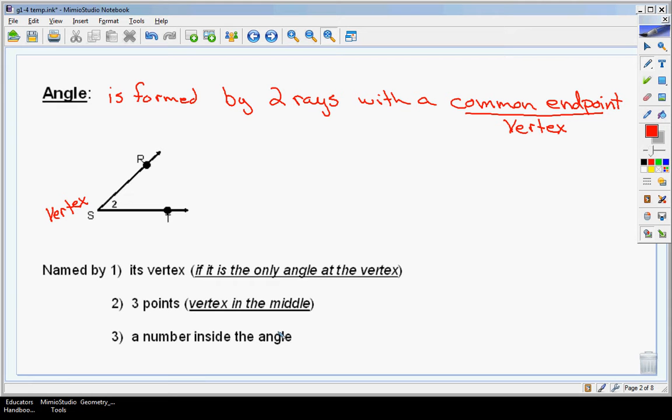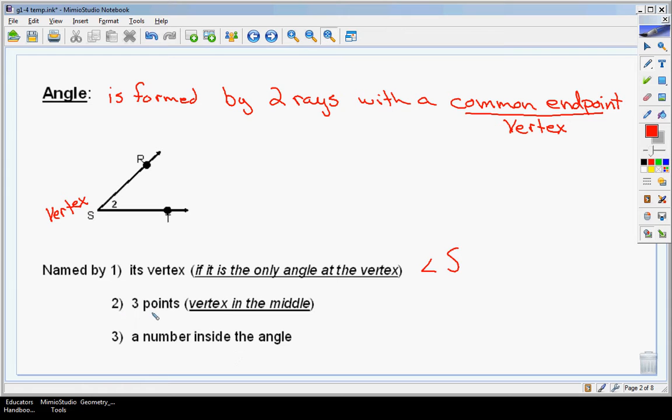Now, just like with a segment, we have to learn how to write about angles in terms of geometry. There are three different ways, depending on what they've given you. You can name it by its vertex if there's only one angle at that vertex. You put a little angle symbol here, and you could call this angle S, because there is only one angle listed at that vertex.